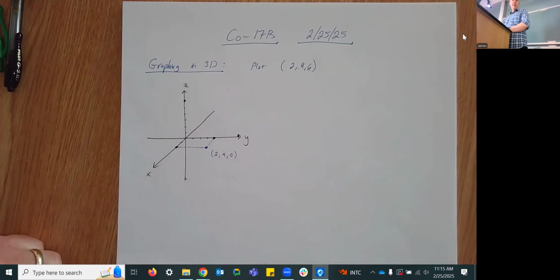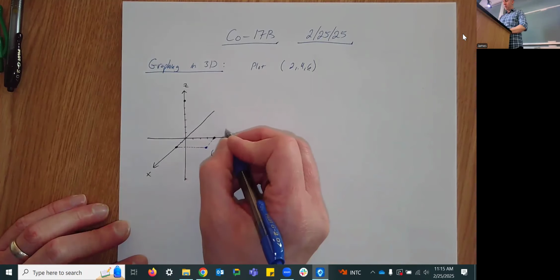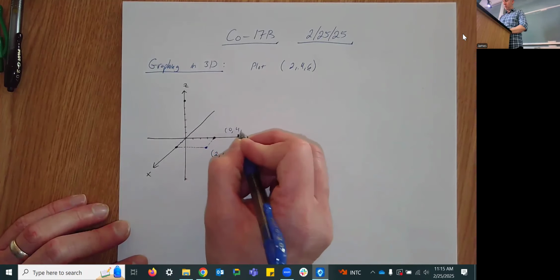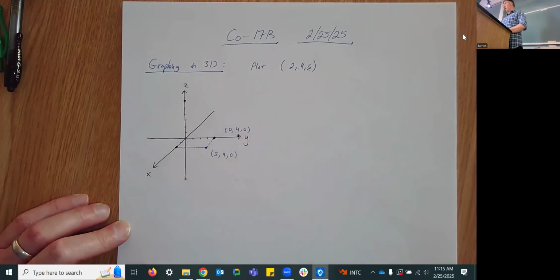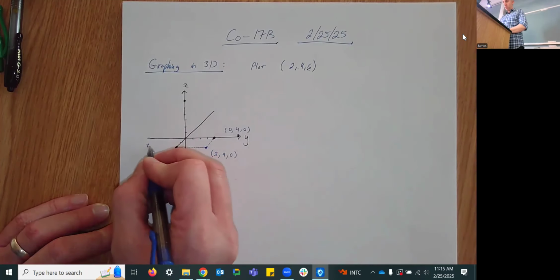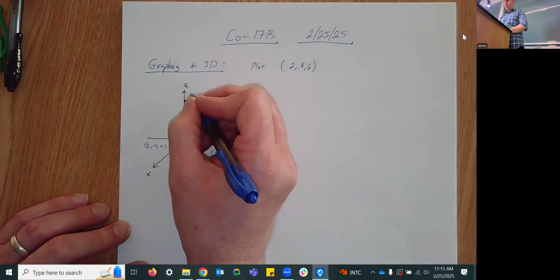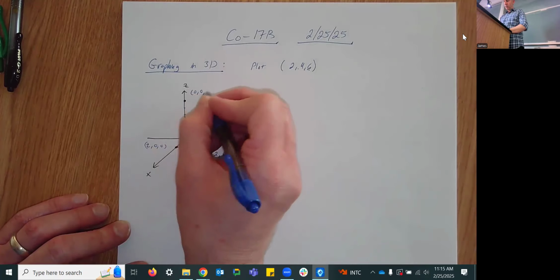In fact, it's probably not a bad idea to label all these points. So that point right there, where y is 4, is the point 0, 4, 0. You haven't moved in the x or the z direction. This point over here is the point 2, 0, 0. And this point up here on the z-axis is 0, 0, 6.